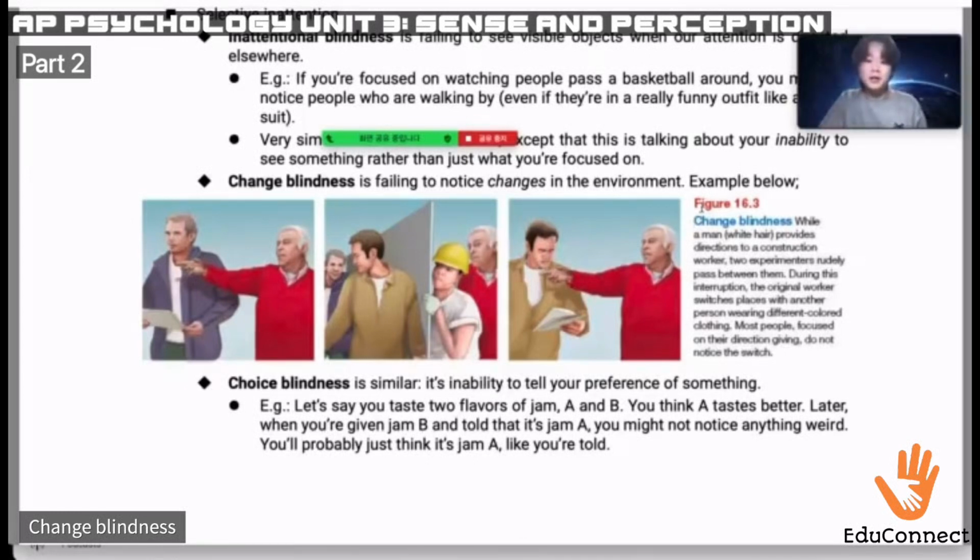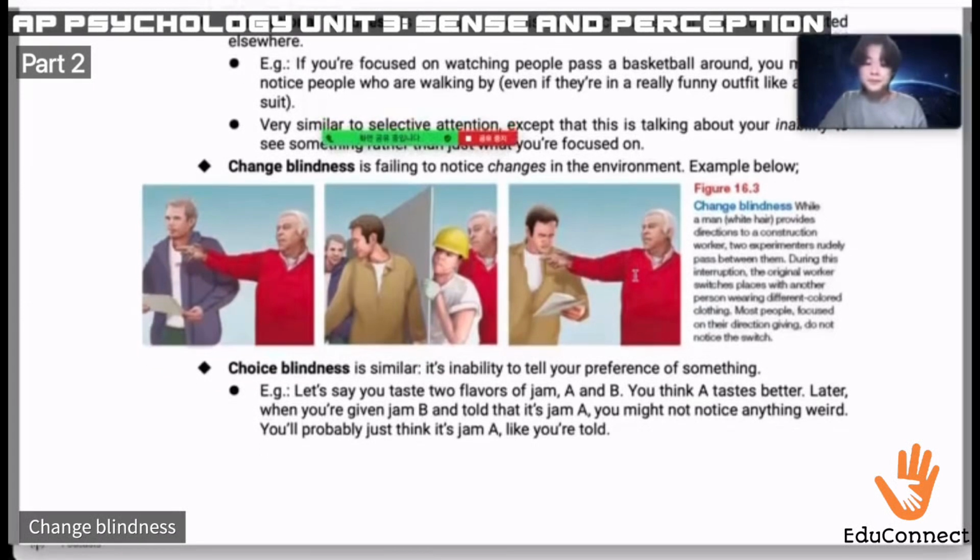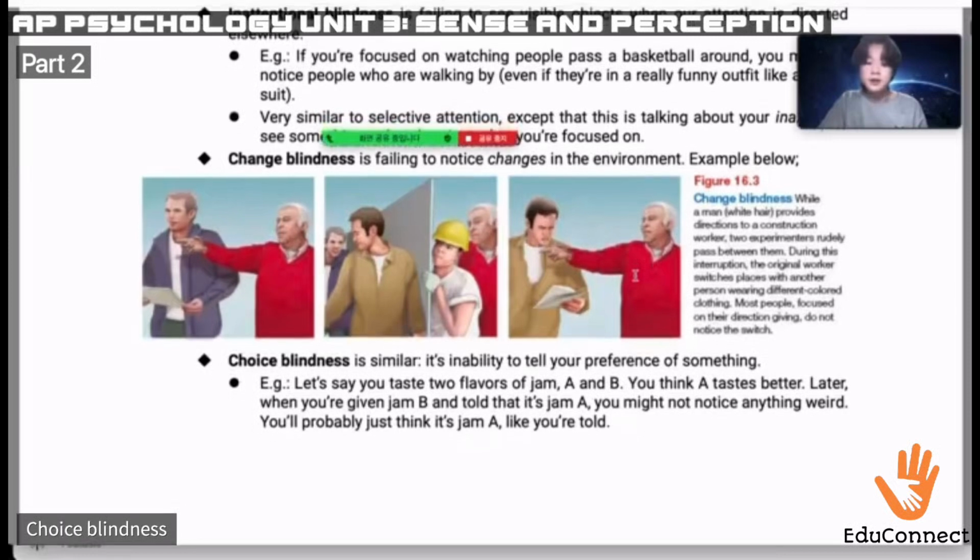this man is too focused on something really far behind that he is unable to notice that this man in the blue jacket is moving away, and another man in the yellow jacket has replaced the man in the blue jacket's place. The old man in red is unable to notice the change, right? Even though the man who was standing next to him on the left reading a paper has changed, this old man is unable to notice this switch. So most people focusing on their direction giving do not notice the switch in their environment. This is change blindness. Now let's look at choice blindness.